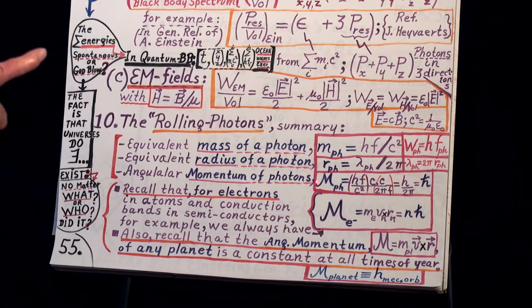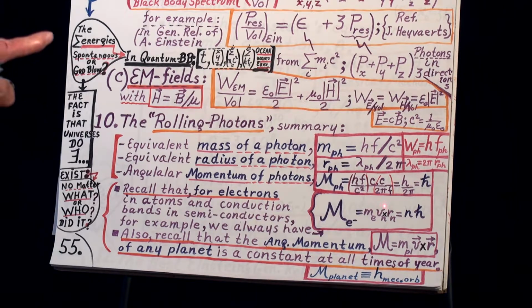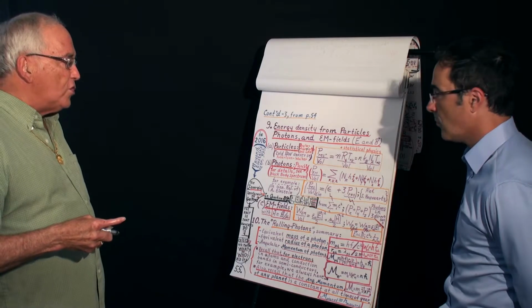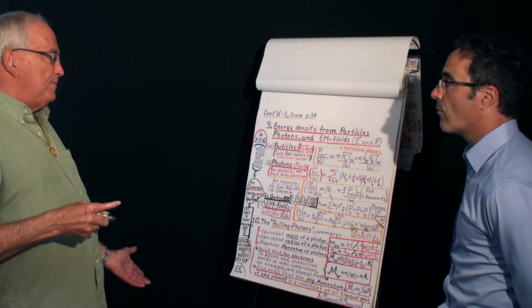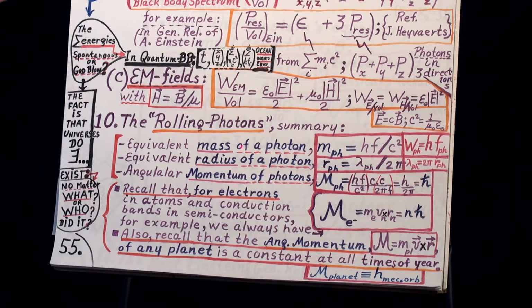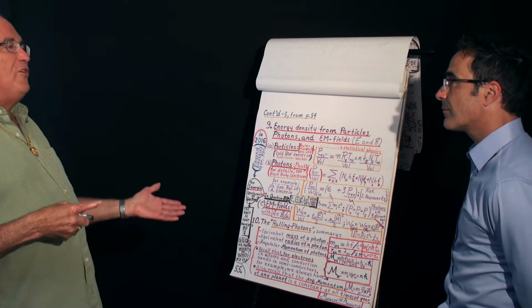And the angular momentum of a photon, any photon, the angular momentum is the mass times the speed times the radius, mvr. So mvr for an electron is n times Planck's constant over 2 pi. But for photons of any frequency, it's always h divided by 2 pi, Planck's constant. This is simply a beautiful way to remember what a rolling photon means.